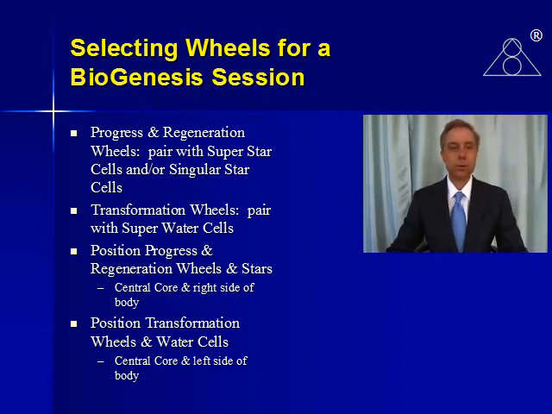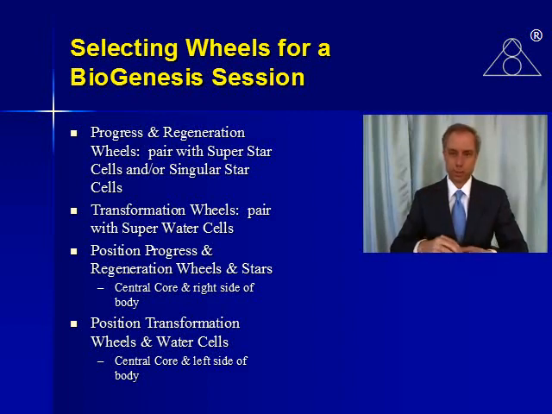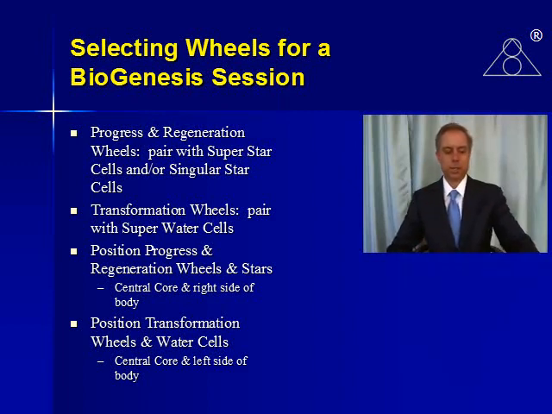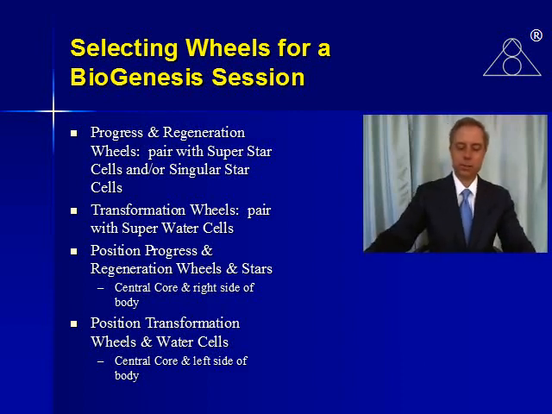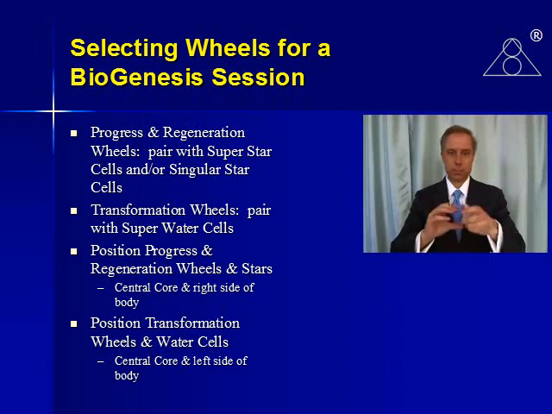That means if you are using a progress or regeneration wheel, you couple it with a star cell or a super star cell, and you would then hold it along the central core of your body or the right side of your body. If it is a transformation wheel, you couple it with a super water cell and hold it over the central core of the body or along the left side of your body.